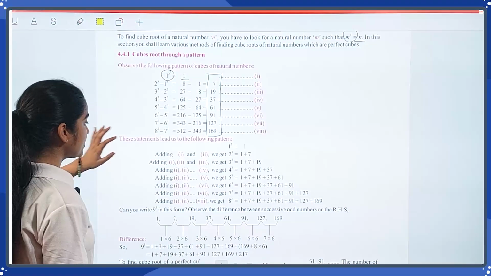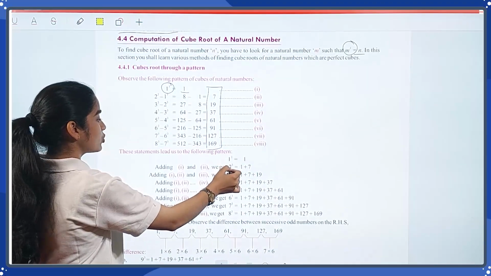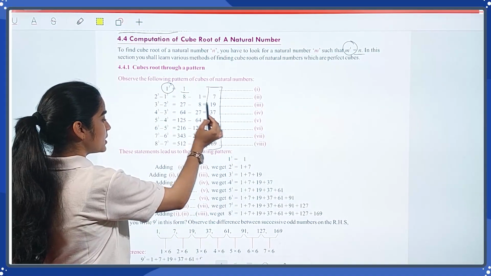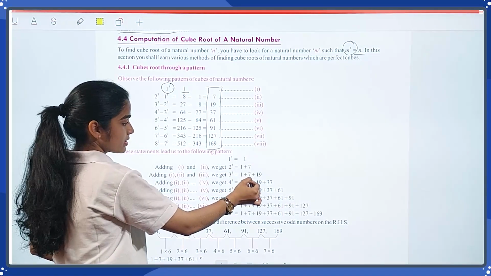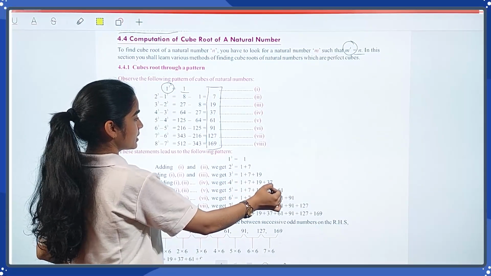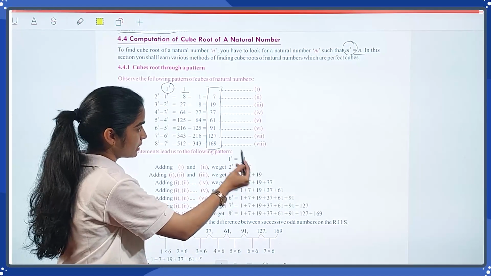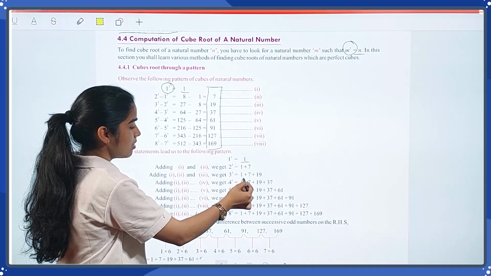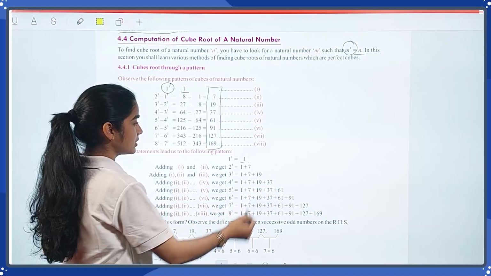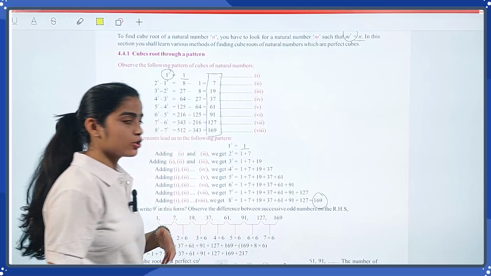These statements lead us to the following patterns: 1 cube is 1, then 2 cube is 1 plus 7, 3 cube is 1 plus 7 plus 19, 4 cube is 1 plus 7 plus 19 plus 37. So these are the terms we have to add. For the first one, only 1. The second one, 1 plus 7. The third one, 1 plus 7 plus 19. For the fourth one, 1 plus 7 plus 19 plus 37. So you have to continue that way till 169 and you will get your cube roots.